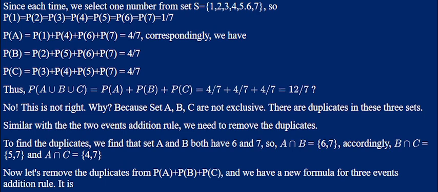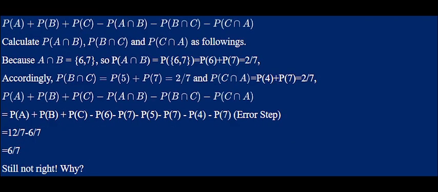This is not correct because sets A, B, and C are not exclusive, and there are duplicates in these sets. So similar to the two events, we have to remove these duplicates as well. To find the duplicates, we find that sets A and B both have 6 and 7, so A intersection B is 6 and 7. Accordingly, B intersection C has 5 and 7, and A intersection C has 4 and 7. Now we have to remove the duplicates from A plus B plus C, and we have a new formula for the three events addition rule: A plus B plus C minus A intersection B minus B intersection C minus C intersection A.